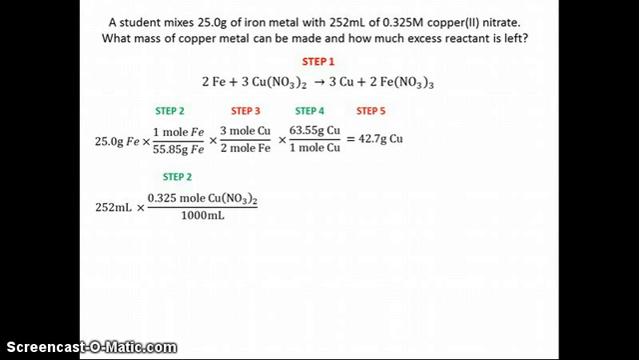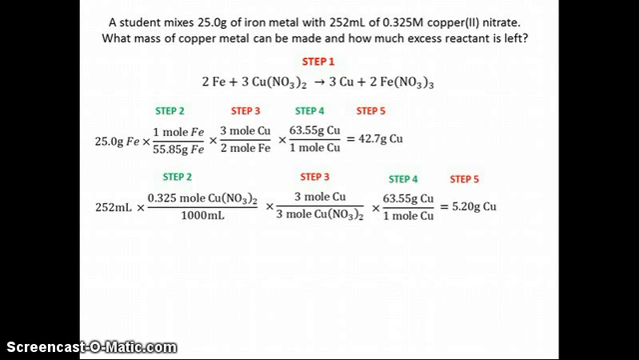Those are equivalent. And so now I just need to do my mole ratio, my step 3. According to this balanced chemical equation, 3 moles of copper can be made when 3 moles of copper 2 nitrate interact. Step 4 says that 63.55 grams of copper can be made for every mole of copper. And so this reaction using the copper 2 nitrate produces only 5.2 grams of copper.